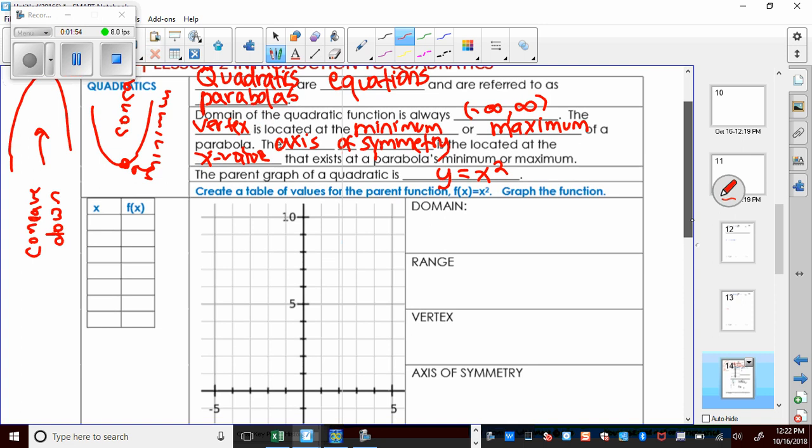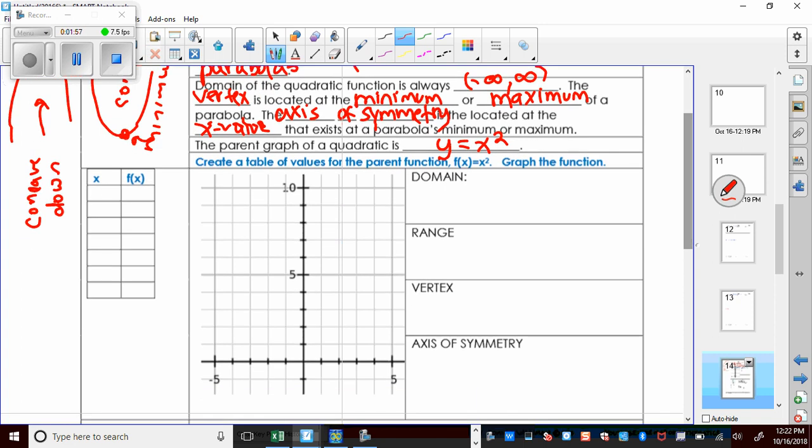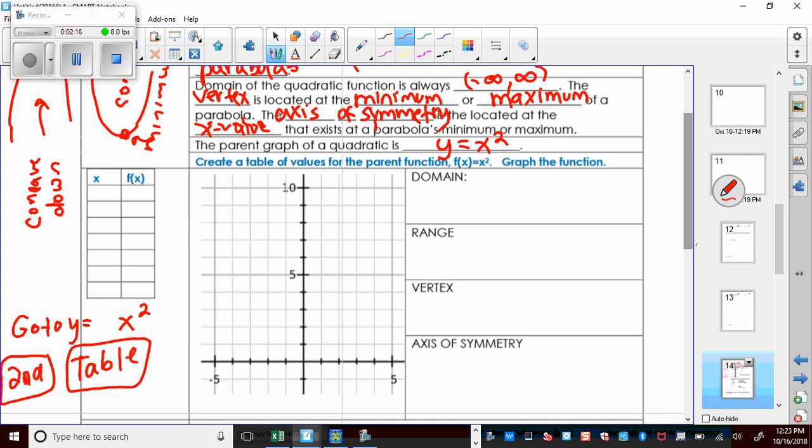So below, I want you to go to y equals. Put in the equation x squared. And then you're going to press second table. You're going to start at x equals -3 and fill this out all the way down. Then you're going to go to the graph itself and graph the points. Then you get the domain, the range, the vertex, and the axis of symmetry.